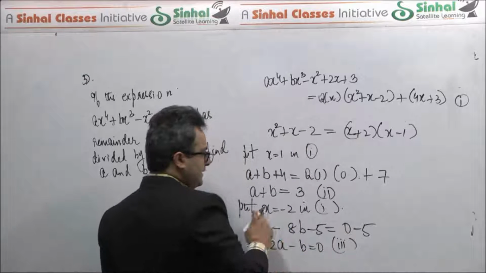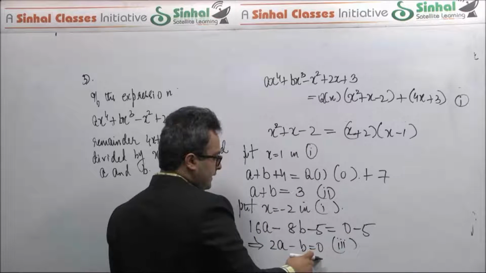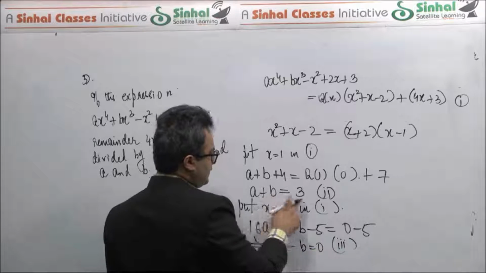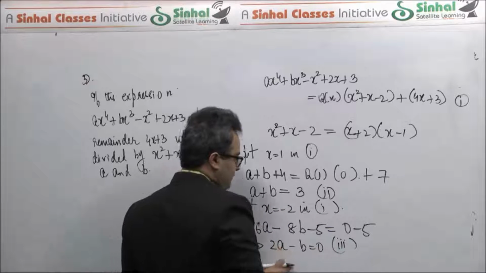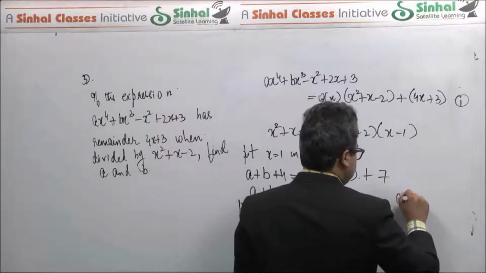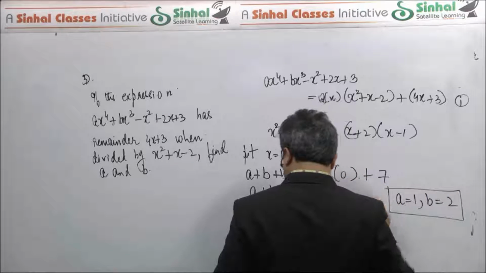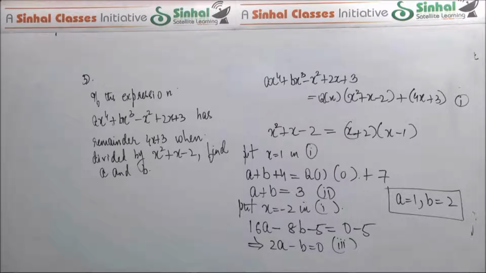And now I can easily solve the second and the third statement simultaneously. So when I put b equal to 2a over here, I'll get 3a equal to 3, so a is 1 and b must be 2, right? So I get a as 1 and b as 2.